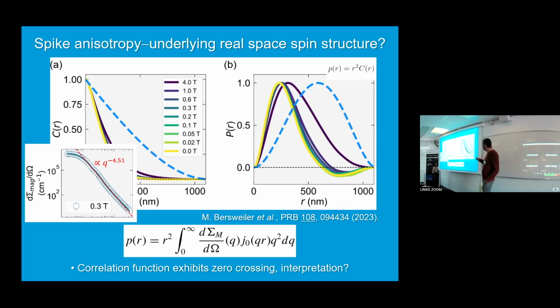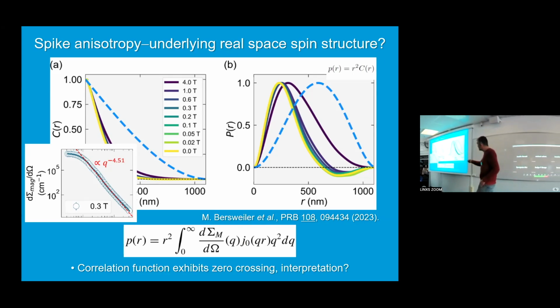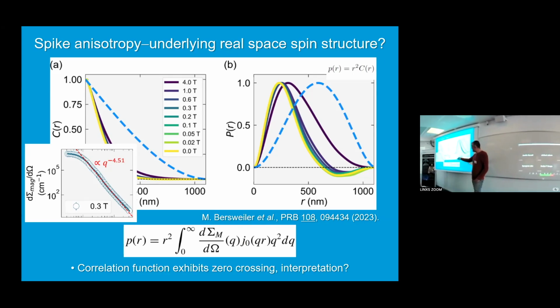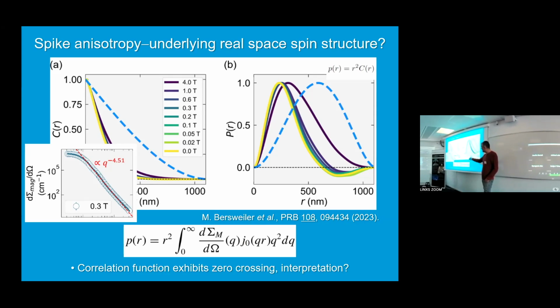So what we see here is that the P of R that we get from the experimental data has somewhere here a 0 crossing. At this particular value it has a 0 crossing, and then here it approaches 0 again. The dashed line is something that we would get for a homogeneously magnetized spherical volume. This 0 crossing you can also see in the C of R data, but it's less pronounced due to the R square factor that I mentioned.